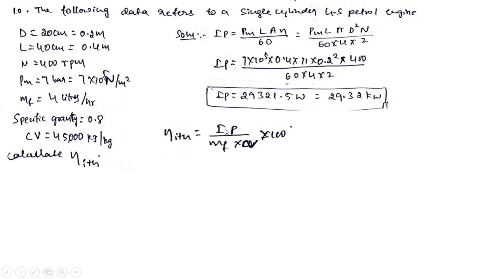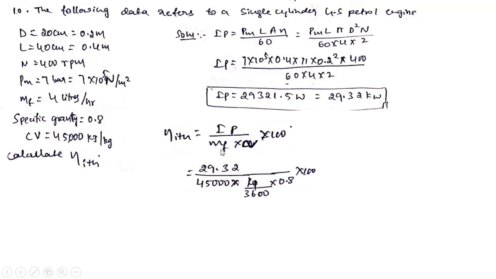Indicated thermal efficiency is equal to IP divided by mF into CV into 100 here. Here IP we got it, which is 29.32 kilowatt. I will tell you again, this calorific value they have given in terms of kilojoules. So this IP has to be substituted in kilowatts only. So 29.32 kilowatts substitute as it is.